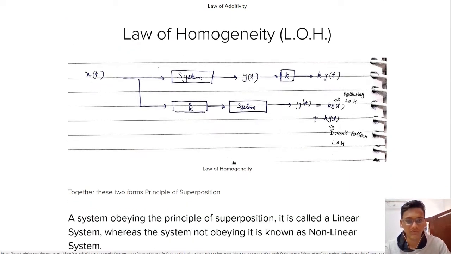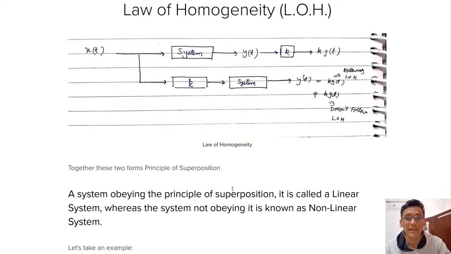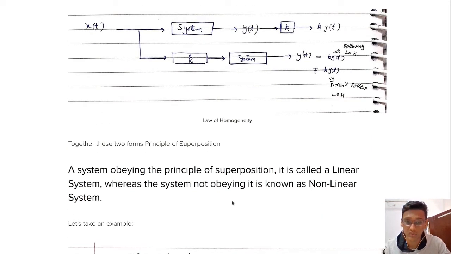And if even one of them is not true, then we can say the system is not following the law of superposition. And if a system is obeying the principle of superposition, it is called a linear system, whereas a system not obeying it is known as a non-linear system.